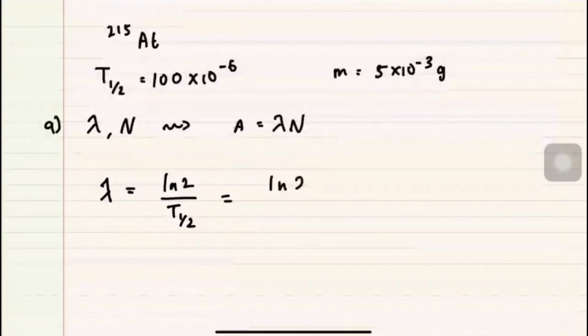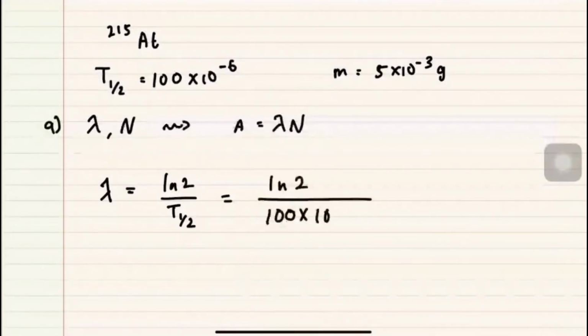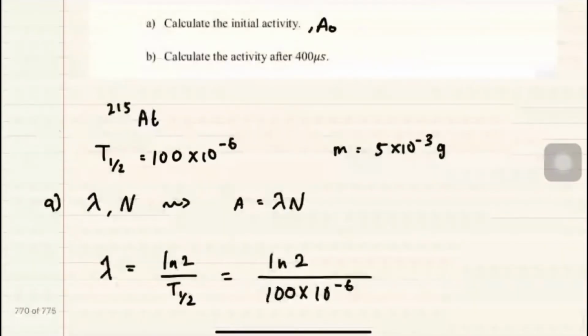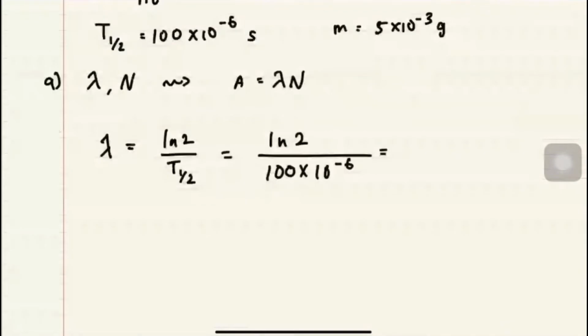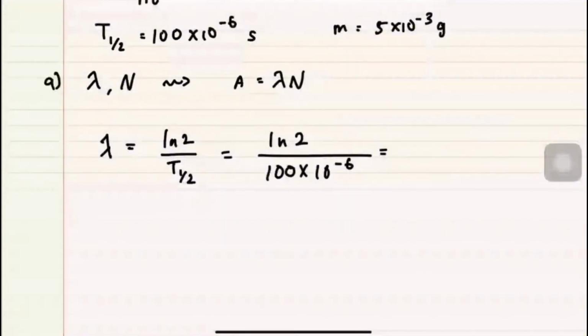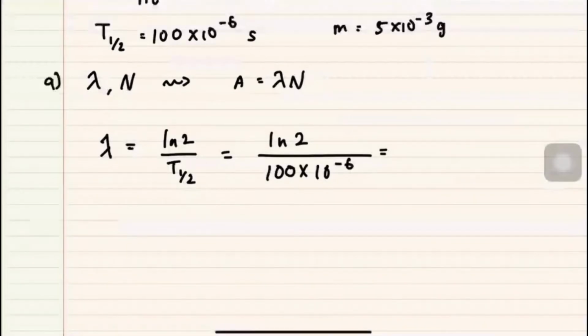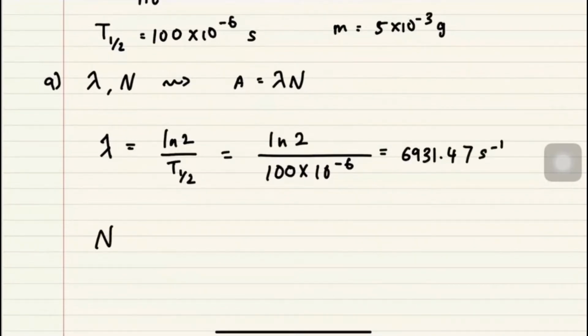Ln 2 over 100 times 10 to the negative 6. That one is in second. So be careful with the unit. So if I do that, I should get 6.931 or 6931 lah. What's the unit for lambda? S negative 1. Yes, very good. S minus 1, per second.